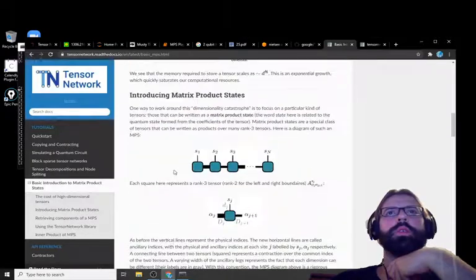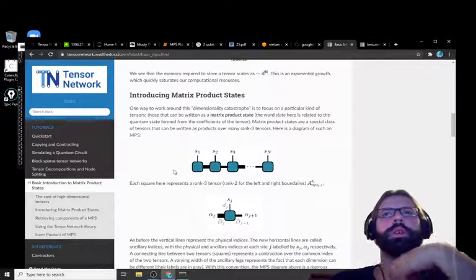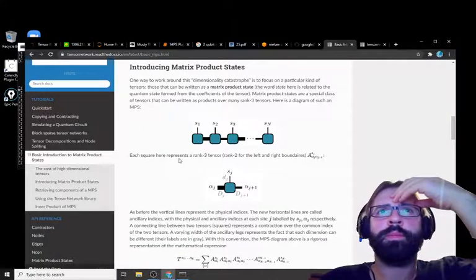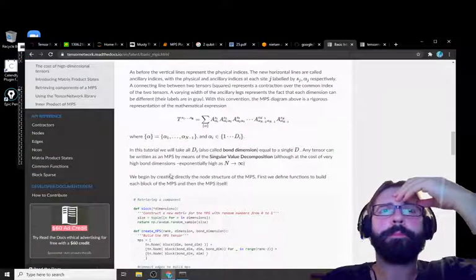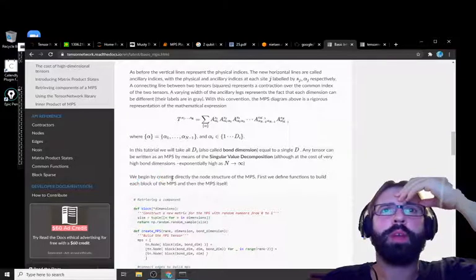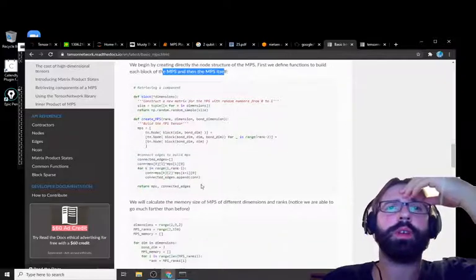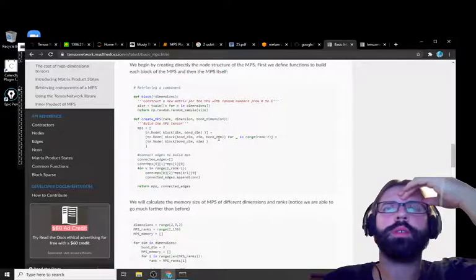That was this basic tutorial here, right? So we begin by creating directly the node structure of the MPS. First, we define functions to build each block, and then the MPS itself. Create MPS.